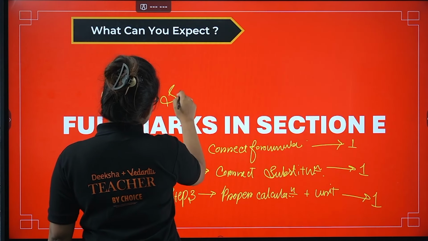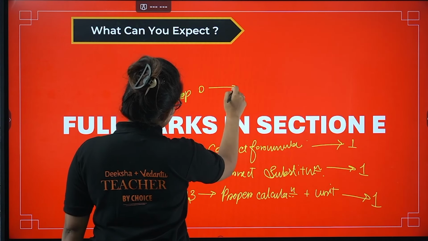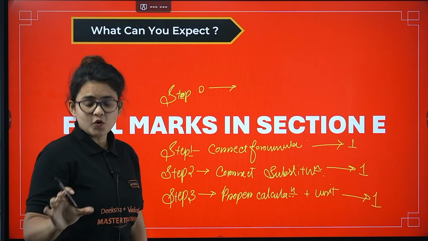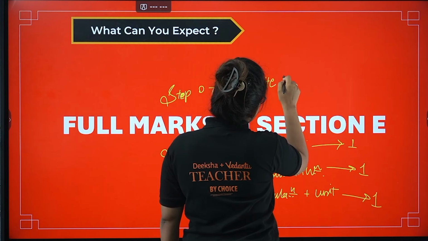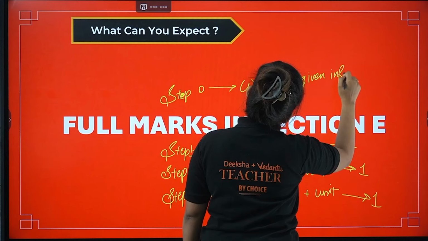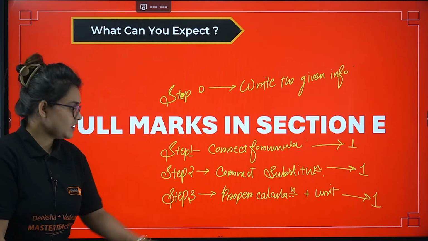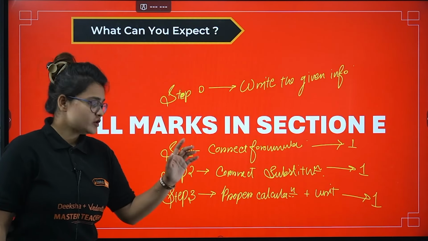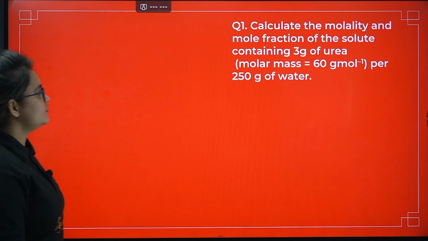So one additional step, let it be step 0, that you should go through in order to make this work properly, that is write the given information. Okay, so if you go through these 3 steps properly, then you will get proper 3 marks. So how should you do it? Let's start with the chapter solution. Okay, so first question, let's move.